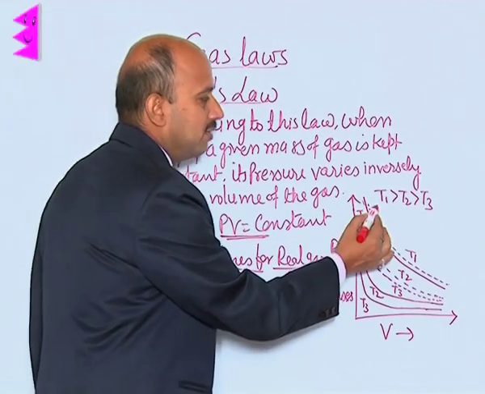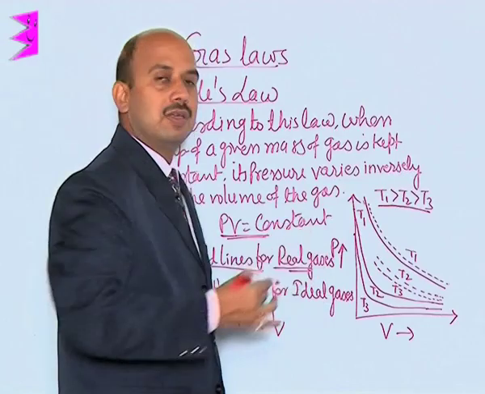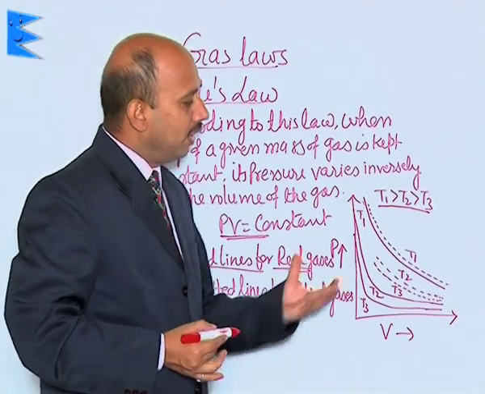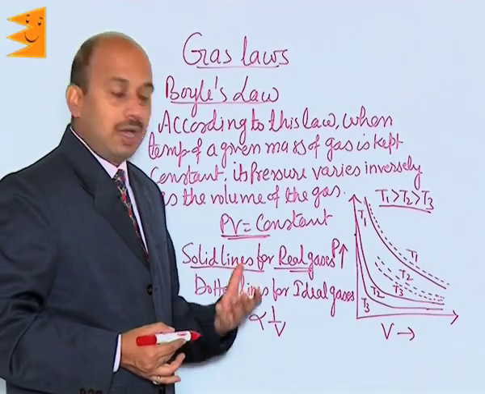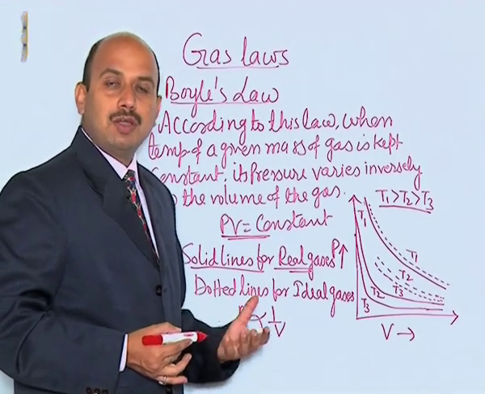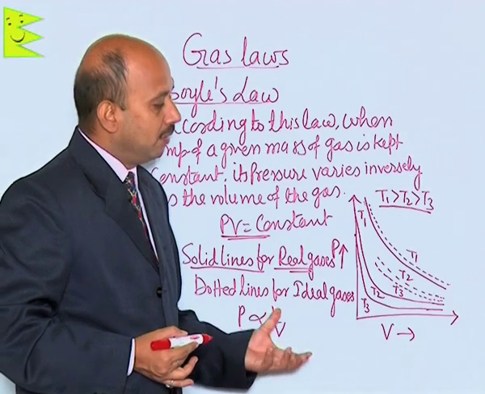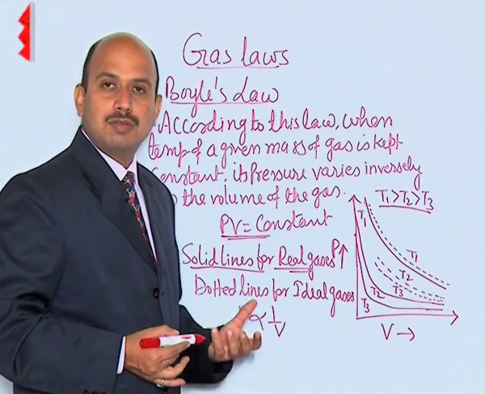Now here you can see T1 is greater than T2 is greater than T3. So from this graph it is clear that at high temperature and low pressure, the behavior of ideal gases can easily be understood with the help of this graph.